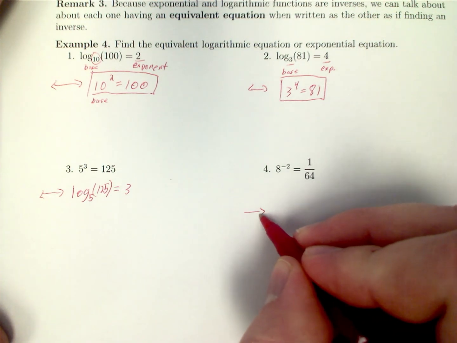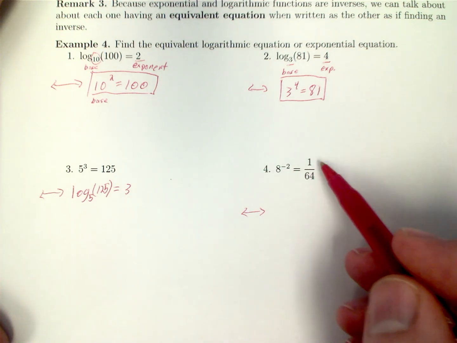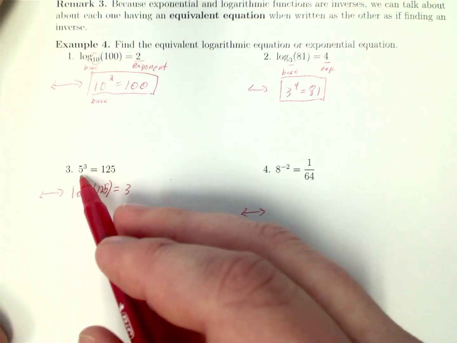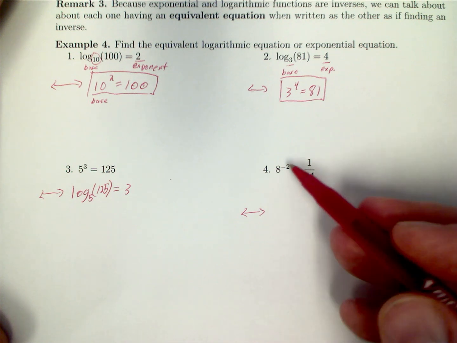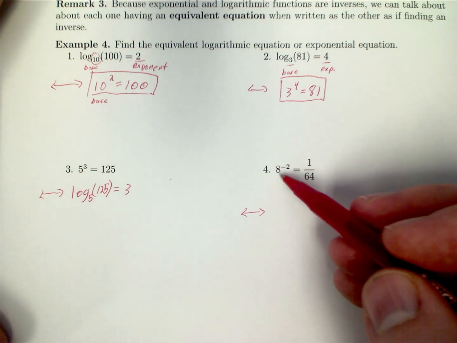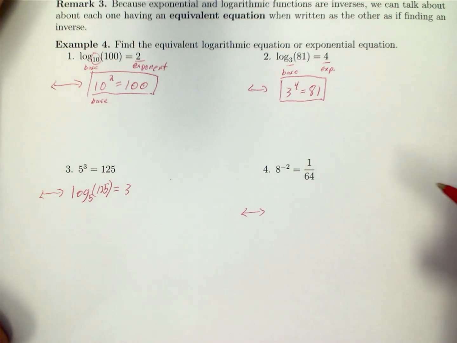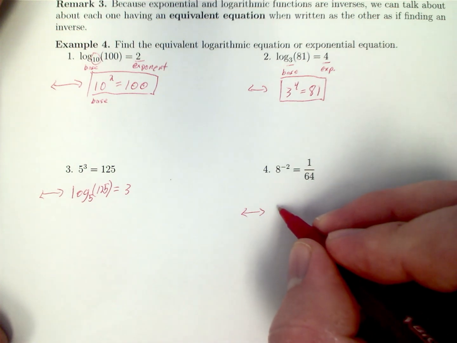And what's the equivalent equation for this one? Again, 8 to the negative 2 equals 1 over 64, which is a true statement. You could reciprocate 8, so you have 1 over 8 squared to get rid of the negative exponent. 8 times 8 is 64, 1 over 64. True statement. So what is the equivalent logarithmic statement here?